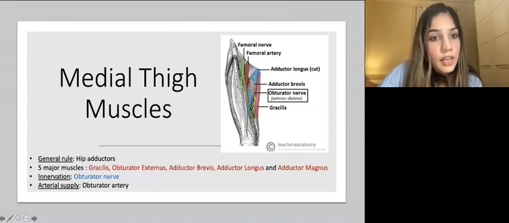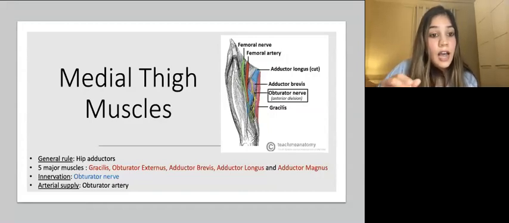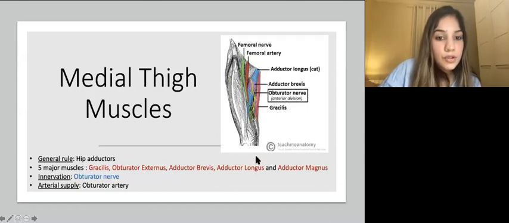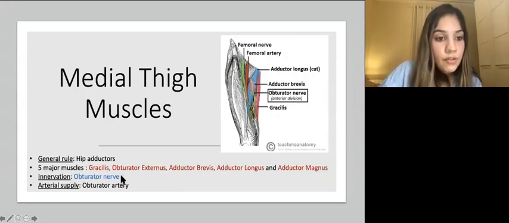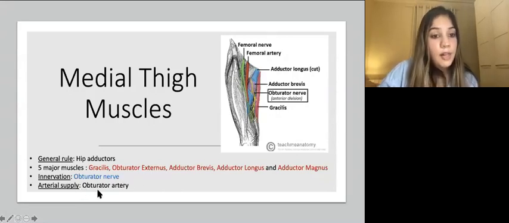We'll just quickly look at the medial thigh muscles. So the medial thigh muscles generally serve to adduct the hip, and it's made of 5 major muscles. They're all primarily innervated by the obturator nerve, and its arterial supply is the obturator artery.